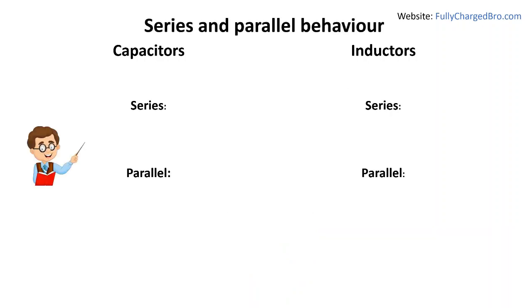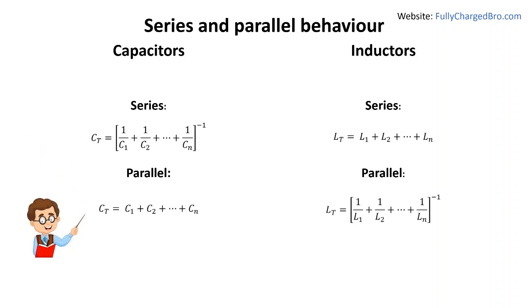If the circuit consists of multiple capacitors or inductors, the total capacitance and inductance can be calculated by these formulas for series and these for parallel. Notice their inverse relationship due to their distinguishable way of storing charge.